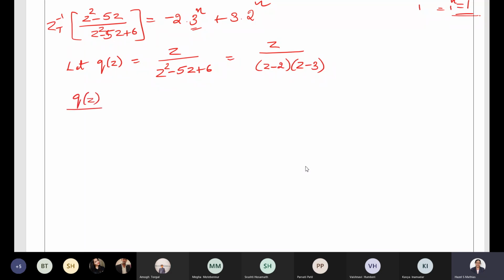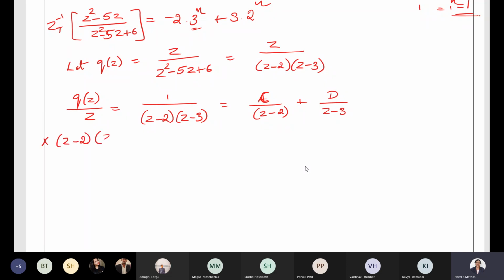Next, when you apply the method of partial fractions, you need to divide by z on both sides. So what happens when you divide by z on both sides is 1 divided by z minus 2 into z minus 3. Okay, now next you can split this as c divided by z minus 2 plus d divided by z minus 3, since we have already taken a. Next we multiply by z minus 2 into z minus 3 on both sides.